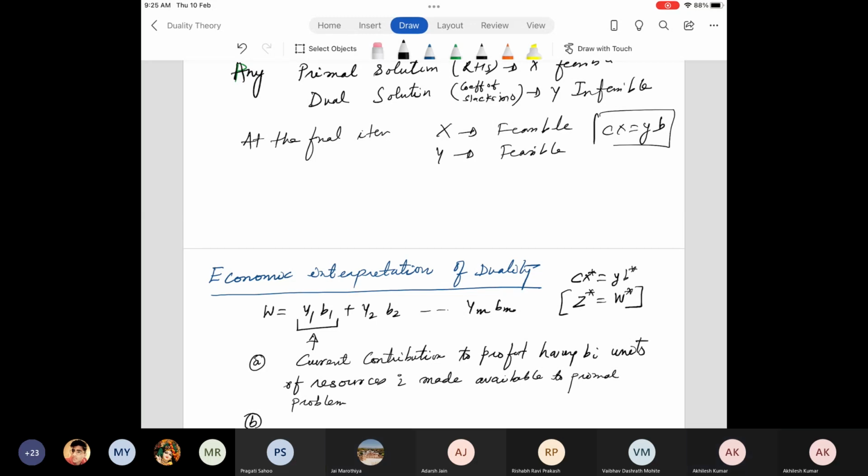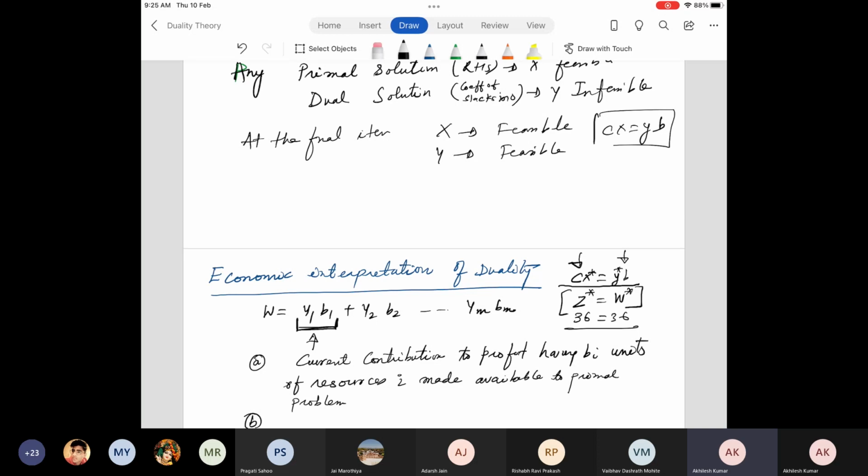Yes, sir. The final iteration optimal solution you will get, you will plug into your objective function. So for primal it is Cx and for dual it is Yb, right? Yes, sir. So for this problem, which we already know, for window glass, it will come 36 and 36.